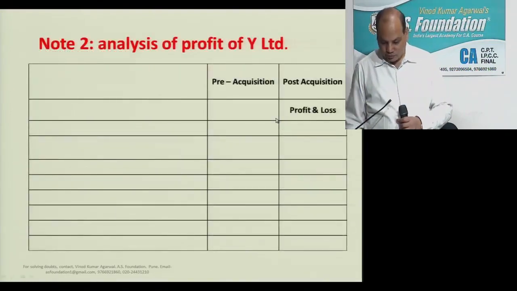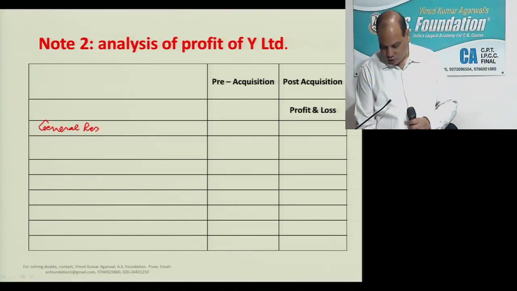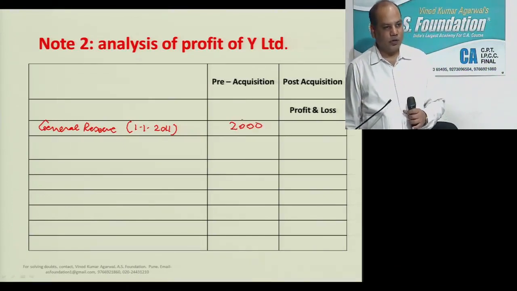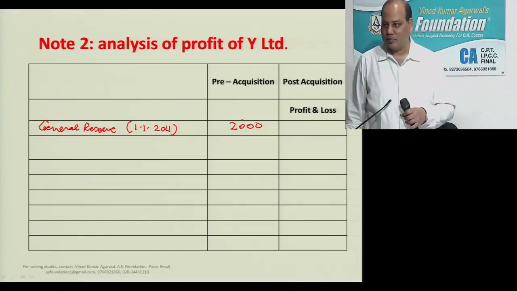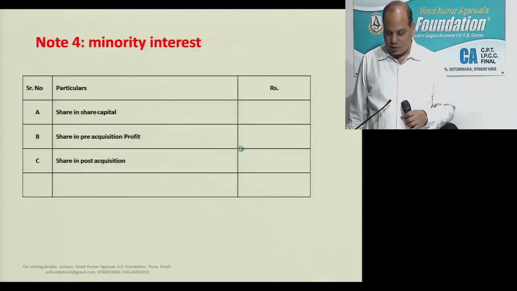Working note 2. Which column? Pre-acquisition column. If general reserve was already in existence before the shares were acquired, then it is a pre-acquisition reserve. Reserve is already there. Shares were acquired on 1st April. Understood? What about P&L account of X Limited, working note 5?